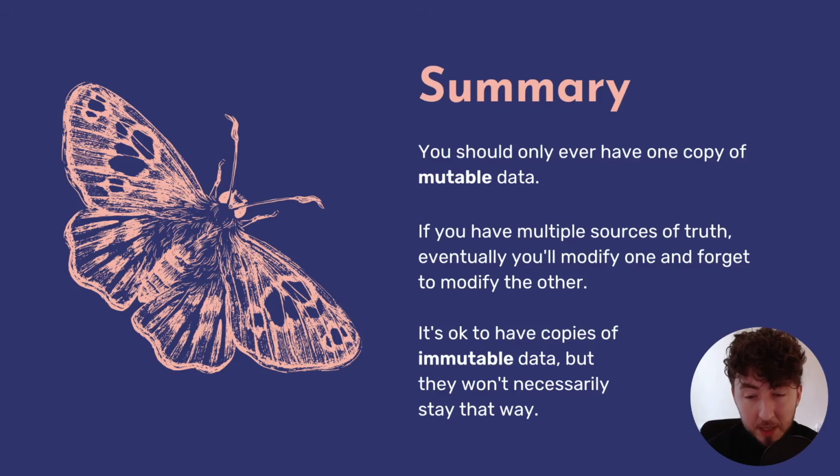It's worth mentioning that it is okay to have multiple copies of immutable data, that is, data that doesn't change, but it's important to mention that it won't necessarily stay that way in the long run. Eventually, at some point, another developer or just you in the future is going to come along and decide that one of those pieces of data should change, and now you have a bug again. So overall, if data is going to change, you should only ever have one copy of it, and that's one single source of truth, right?